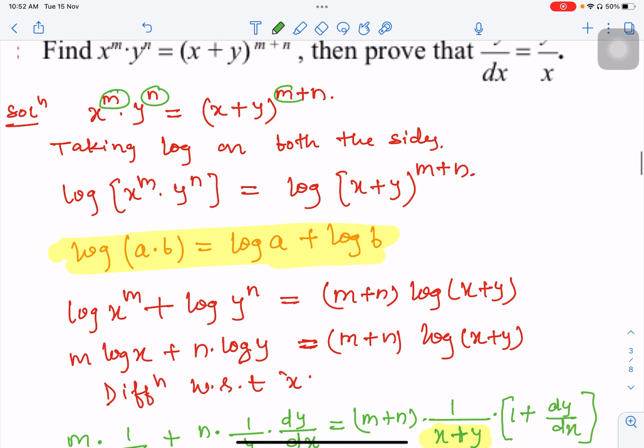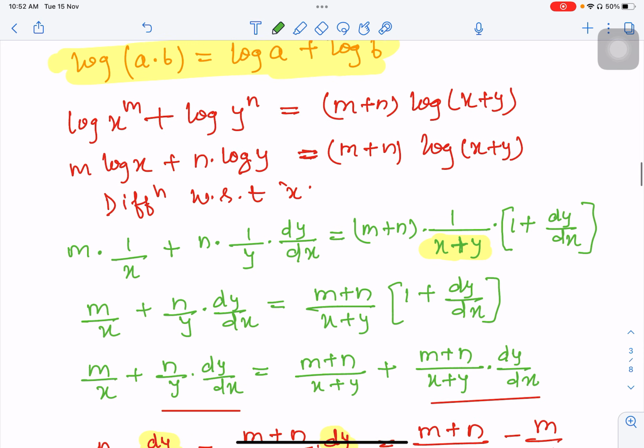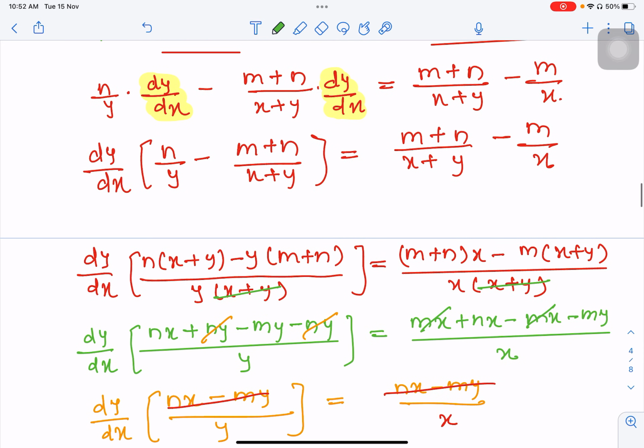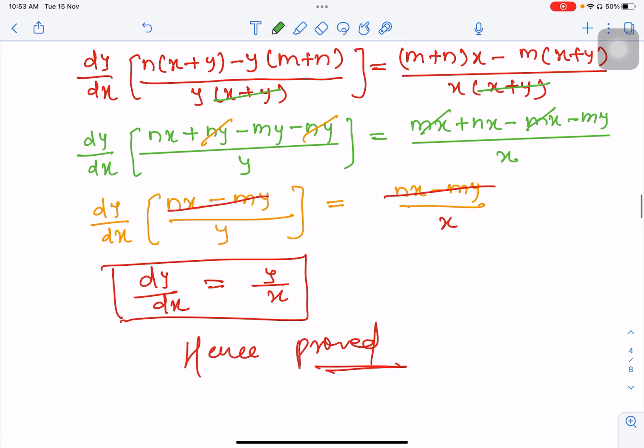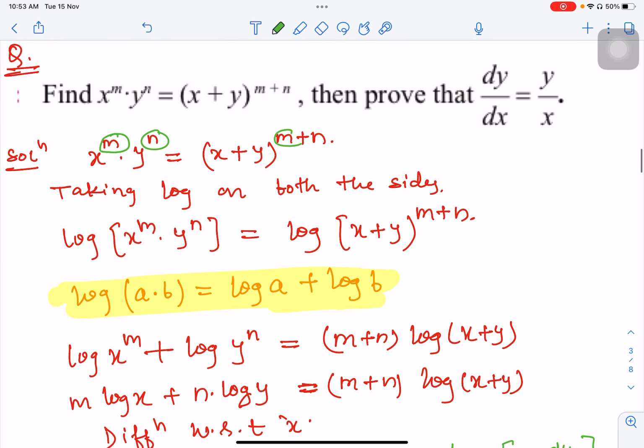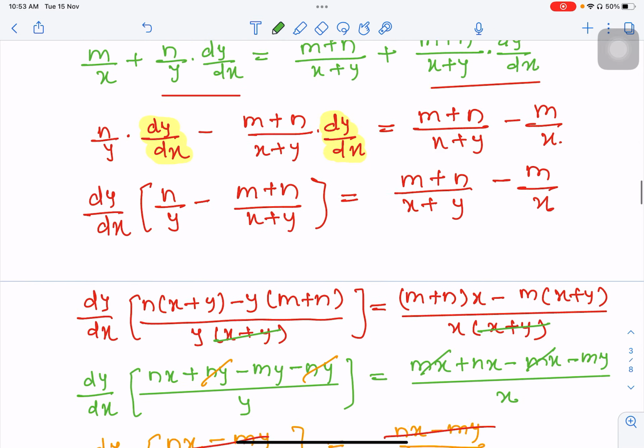But in any of these cases, the pattern will remain the same and ultimately the result will also be the same: dy by dx is y by x. And this becomes very important even for MCQs. If the sum is in this pattern, then the answer of dy by dx is always y by x.